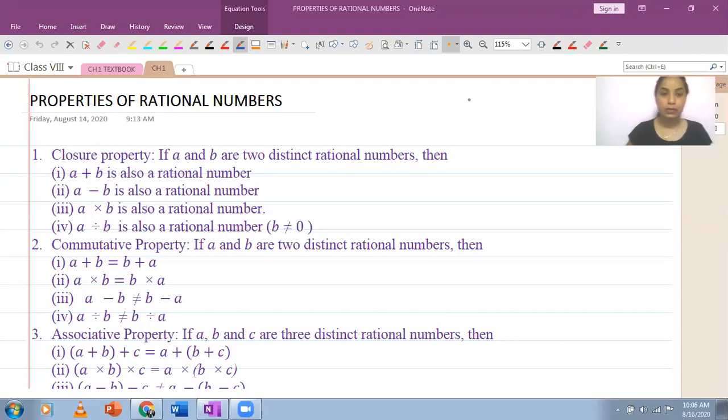So the first property that we have is closure property, and this is what I was discussing. That closure property basically means if you're working with two rational numbers. So you can check this property for any number system. You are aware of natural numbers, whole numbers, integers, rational numbers now. So when you want to check closure property, you basically want to check that if you work with two rational numbers, what kind of answer you get.